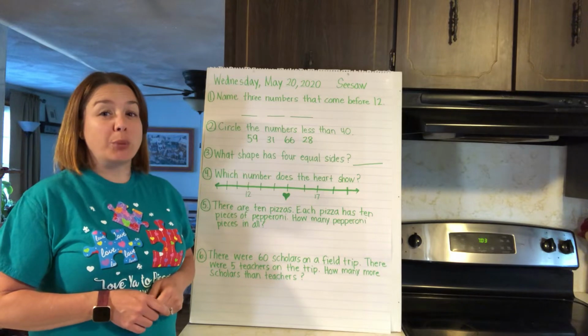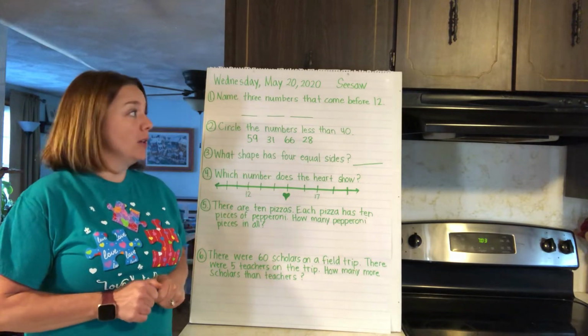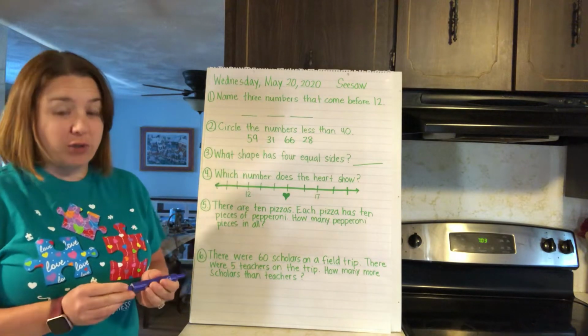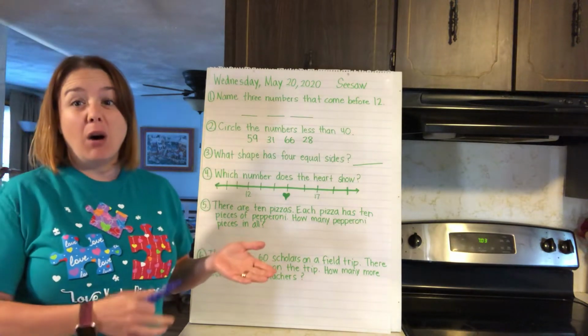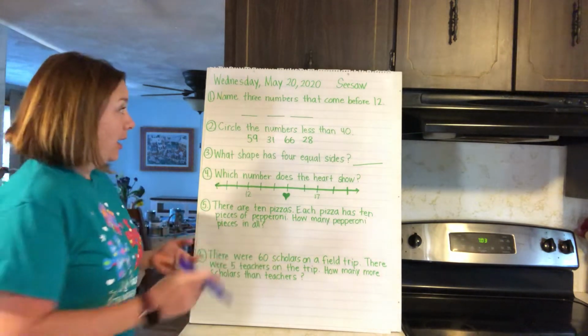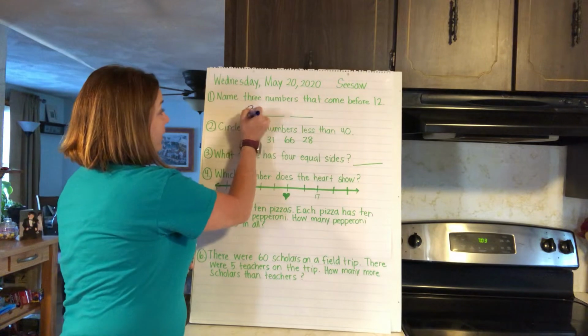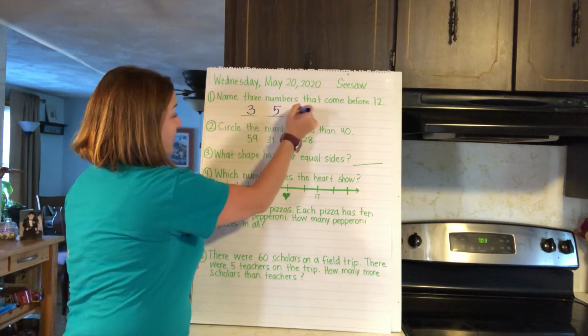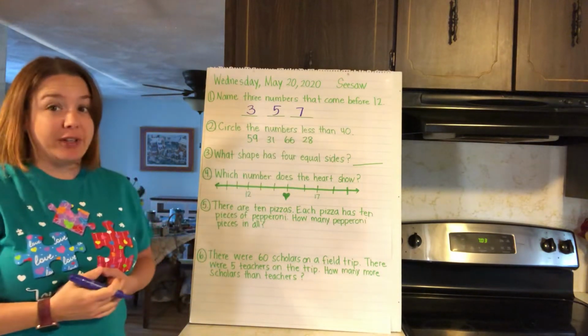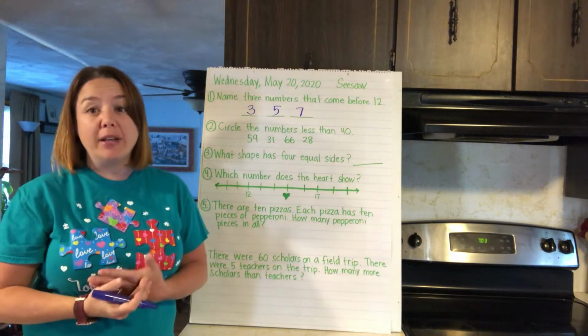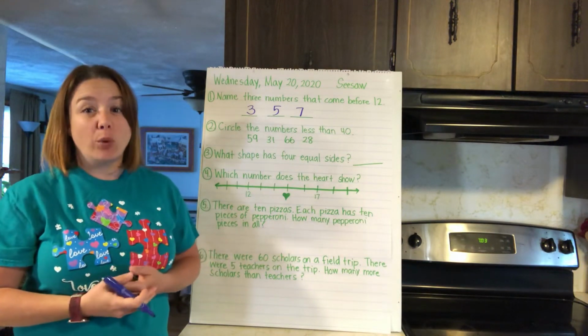Numbers that come before 12 are smaller than 12. So there's lots of options. You could write anything from the number 1 all the way to the number 11. I'm going to write the number 3, and the number 5, and the number 7. But you could write different numbers. You could write all the way from 1 to 11. Those numbers come before 12.